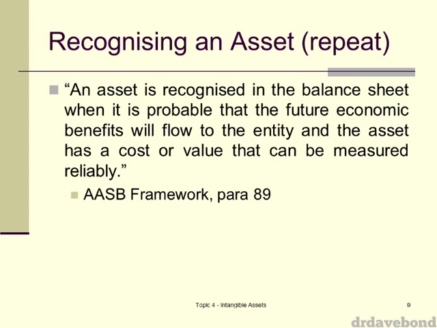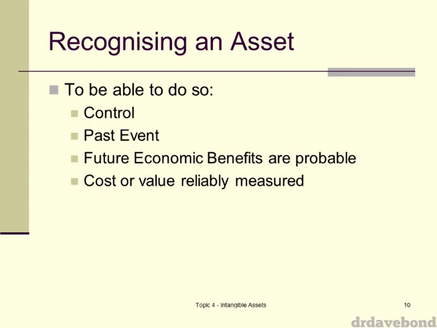So an asset is recognized in the balance sheet when it is probable that the future economic benefits will flow to the entity and the asset has a cost or value that can be measured reliably. So in a nutshell, we've got control, a past event, future economic benefits are probable, and a cost or value which is reliably measured. And let's consider that in view of a number of different types of things people consider as assets of businesses.